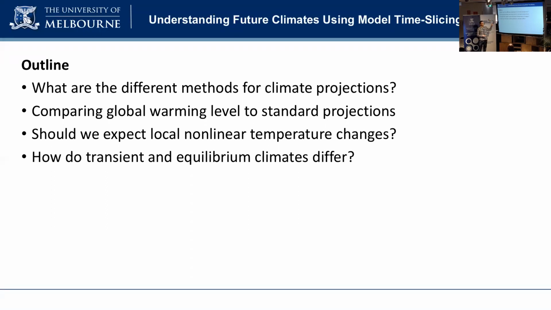I'll then utilize this method that I'm going to be talking about, this time slicing approach, which basically allows us to make different global warming worlds, like 1.5 and 2 degrees, to then talk about nonlinear change, whether we should expect accelerated local changes under global warming, and also to compare transient and equilibrium climates as well.